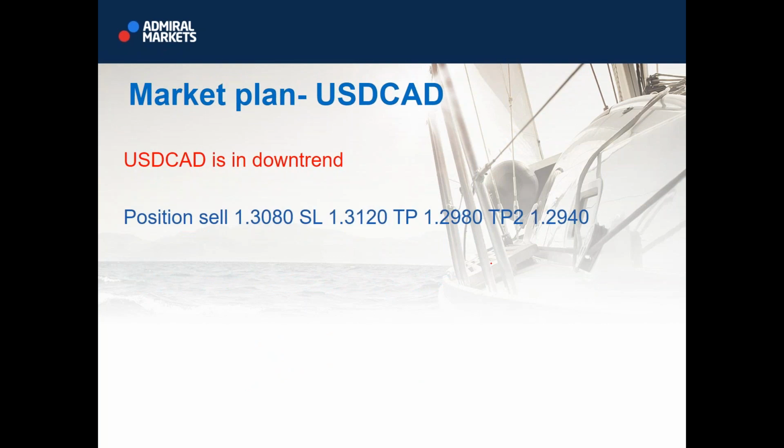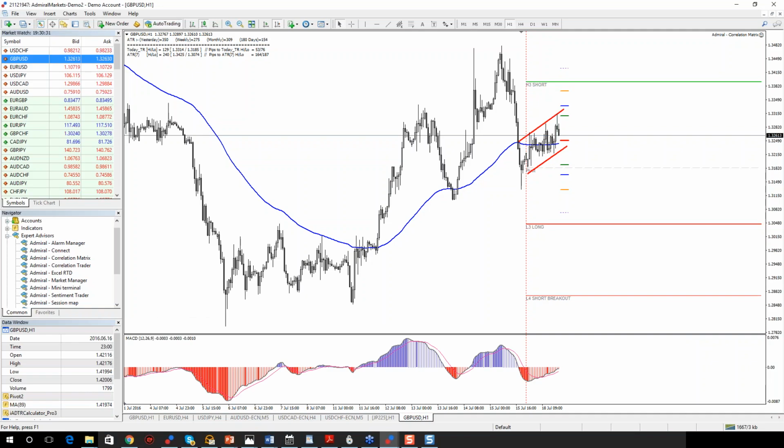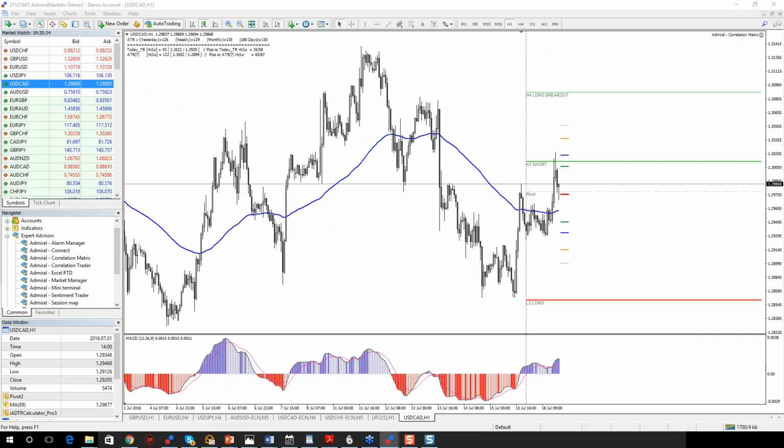Dollar CAD, 3080 sell, 3120 stop. TP is 2980, TP2 is 2940. So Dollar CAD 3080. You see here, the price is trying to go up. It looks like inverted head and shoulders. Left, head, right. So I assume it might go down, but 3080 should be a hard level to crack.